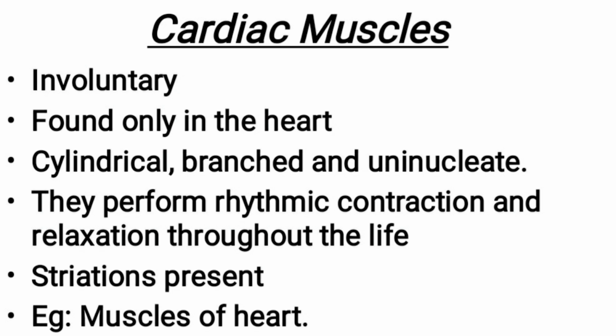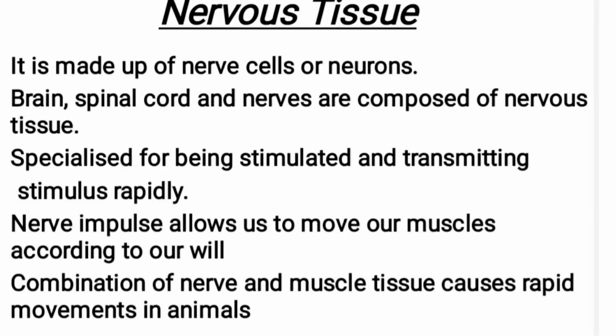Next tissue is the nervous tissue. The cells of nervous tissue are highly specialized for receiving stimulus and then transmitting it very rapidly from one place to another within the body itself. They are called the nerve cells or neurons. They enable the cells to respond according to stimuli received. Brain, spinal cord, and nerves are composed of nervous tissue.